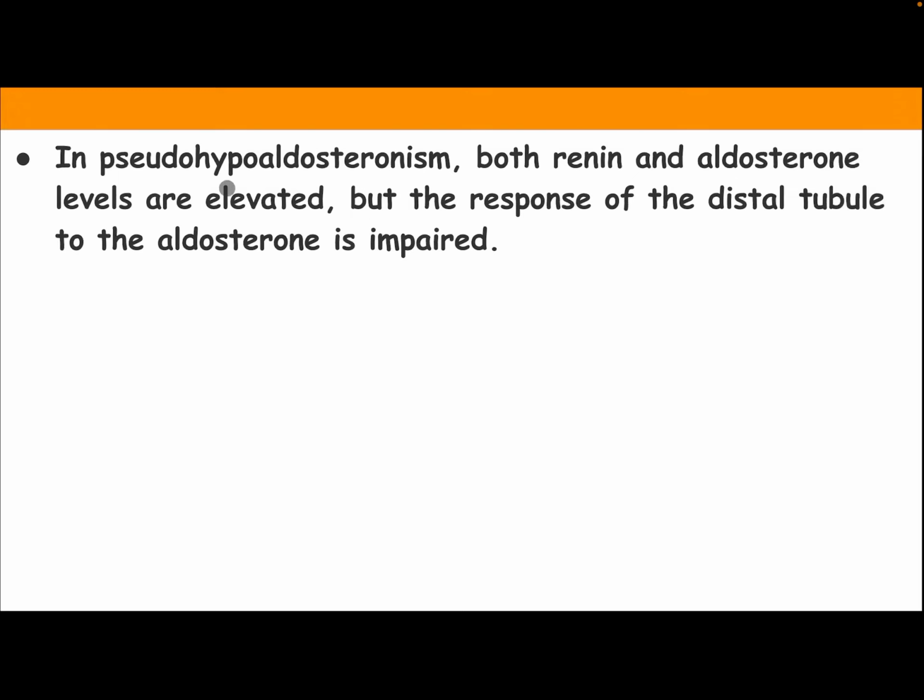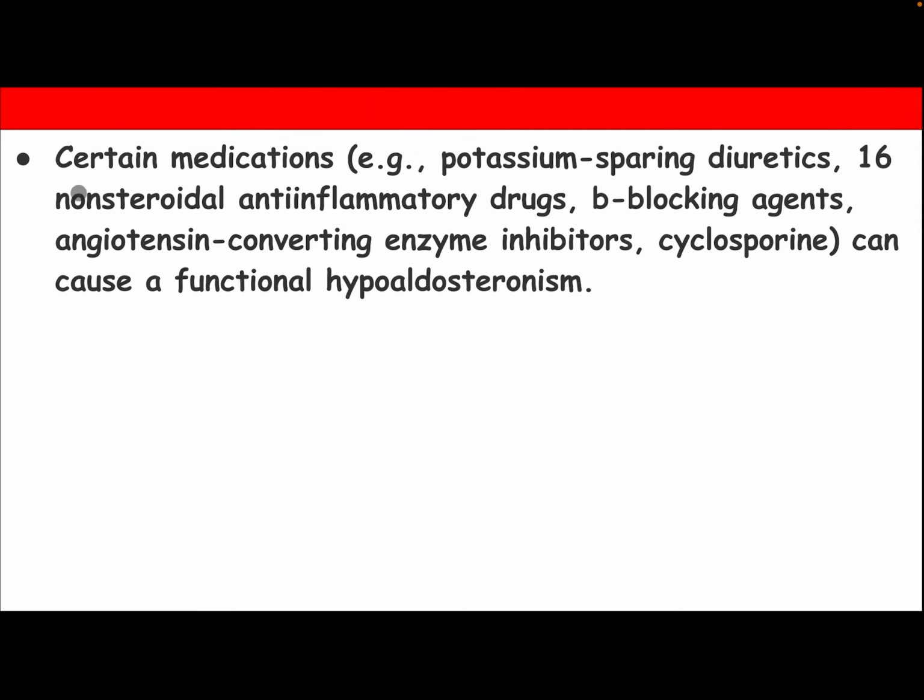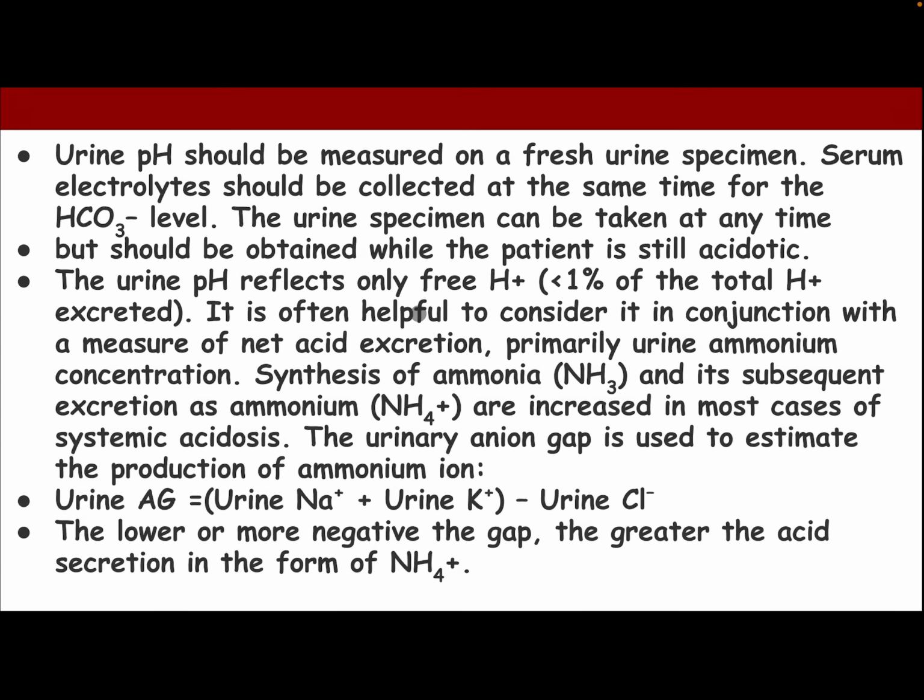In pseudohypoaldosteronism, both renin and aldosterone levels are elevated, but the response of the distal tubule to the aldosterone is impaired. Certain medications, potassium-sparing diuretics, non-steroidal anti-inflammatory drugs, beta-blocker agents, angiotensin-converting enzyme inhibitors, cyclosporine, can cause a functional hypoaldosteronism.